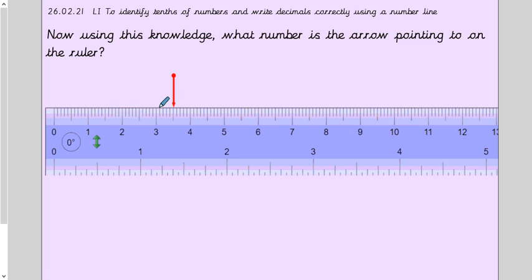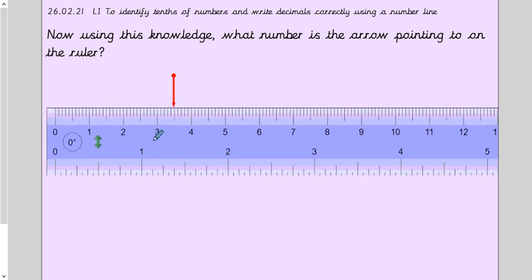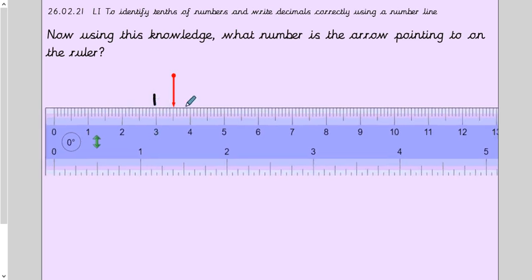Now we can see it's somewhere between 3 and 4. If you look in between 3 and 4, you can see there's a big line right in the middle. What do you think that line represents? In each pair of whole numbers there's a big line, and it's always halfway. So therefore it's always going to be 0.5, because it's halfway between something.